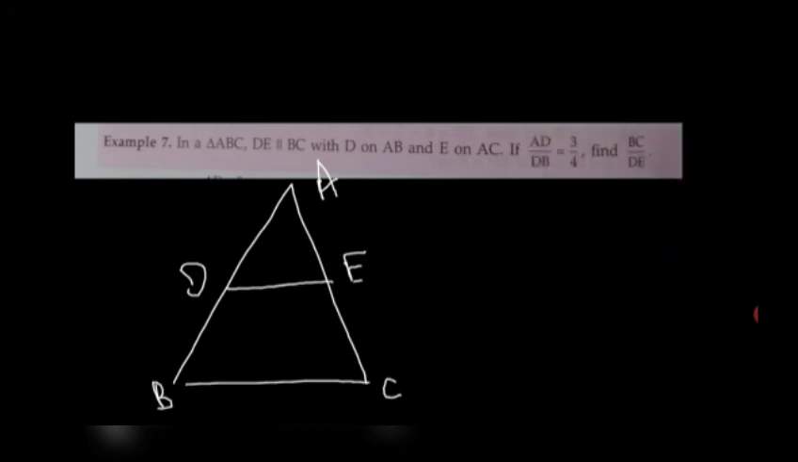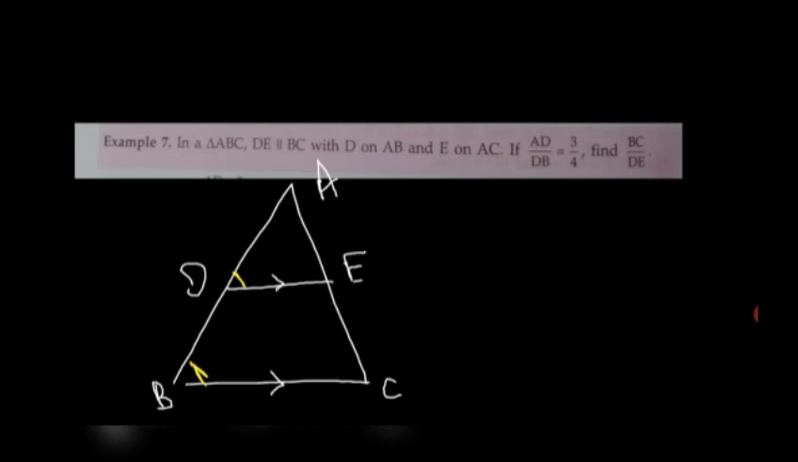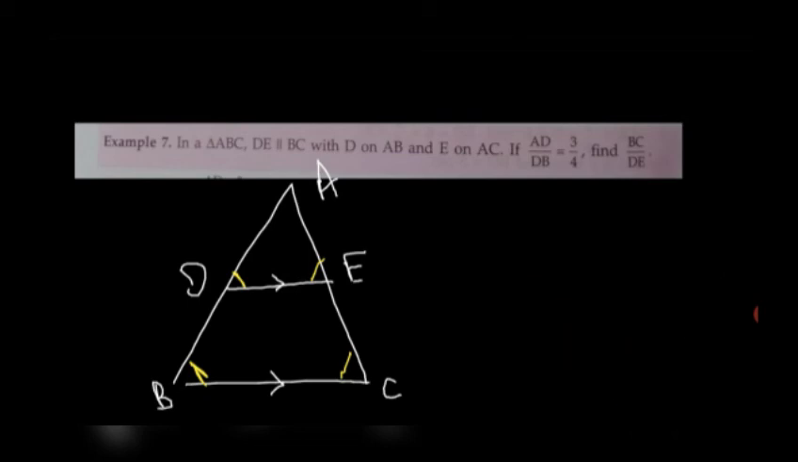Before finding that, see this. It's given this is parallel to this. Use a different color for this. This is parallel to this. So this angle will be equal to this angle in parallel lines. Don't you know? Like this angle is equal to this angle. Same way, this angle will be equal to this angle. See this. This angle is equal to this angle in parallel lines. If two angles are equal in two triangles, aren't they similar?